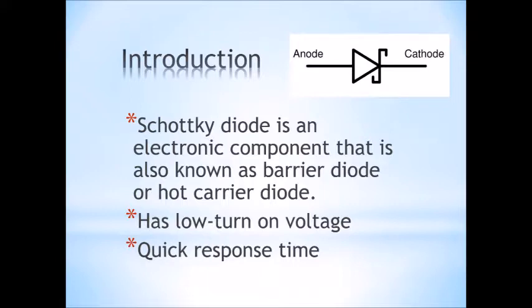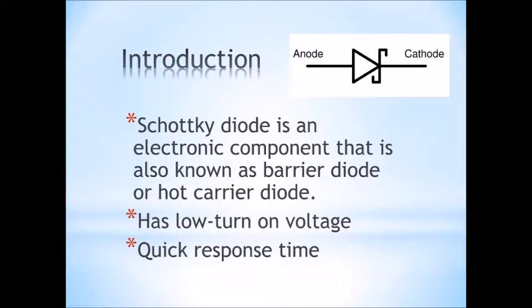Hello everyone, so today I want to talk about the introduction of Schottky diode and Schottky barrier. As we see in this slide, the symbol of Schottky diode has anode and cathode. Schottky diode is an electronic component that is also known as barrier diode or hot carrier diode. Schottky diode is named after the German physicist Walter H. Schottky. P-type semiconductor is replaced by metals such as platinum, aluminium, and also gold.